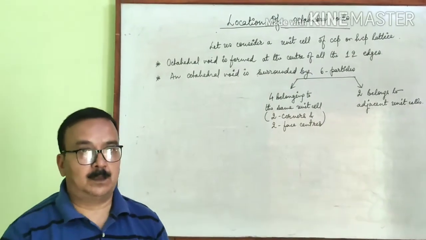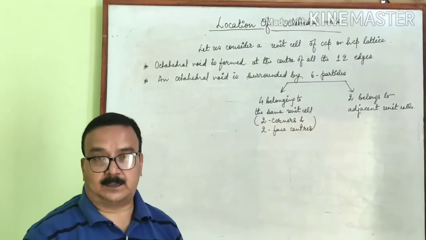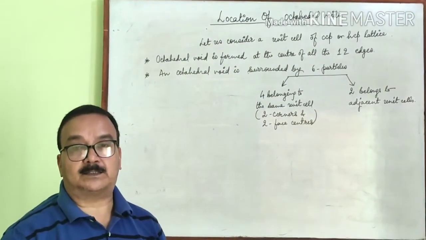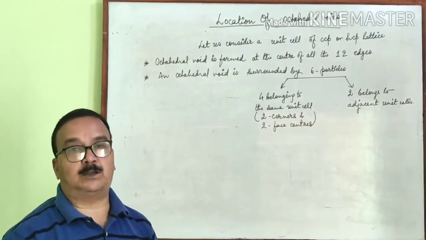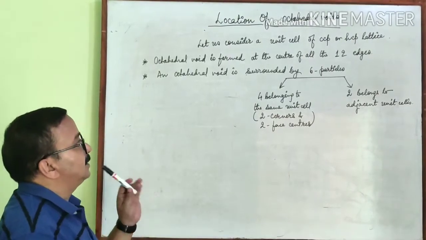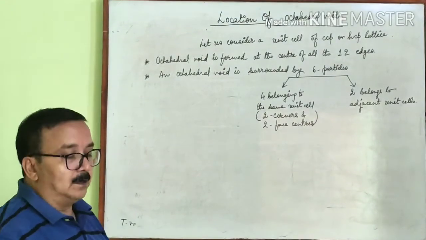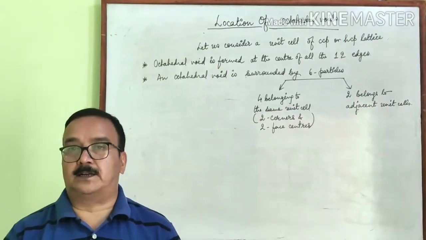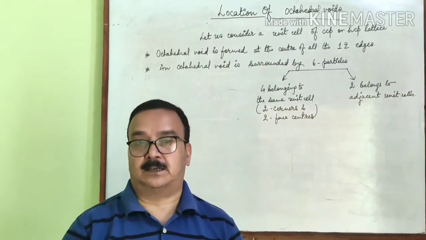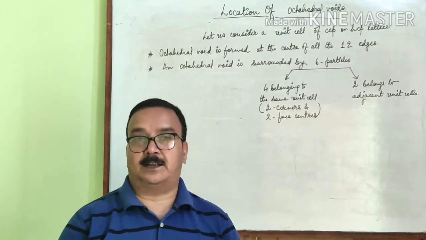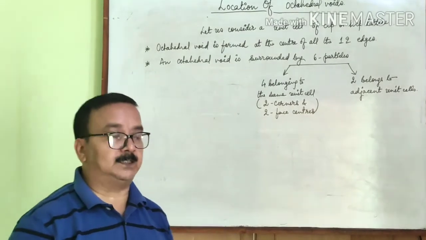Octahedral voids. Now, octahedral voids, in this case, it is surrounded by 6 spheres, that is constituent particles, which may be atoms, molecules or ions. Now let us consider a unit cell of CCP or HCP lattice. Now remember here that an octahedral void is formed at the center of all the 12 edges. In a cube there are 12 edges, and an octahedral void is formed at the center of all the 12 edges.